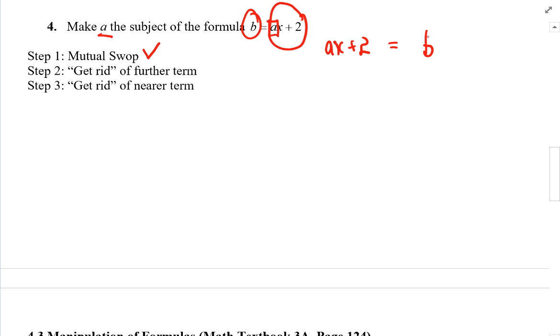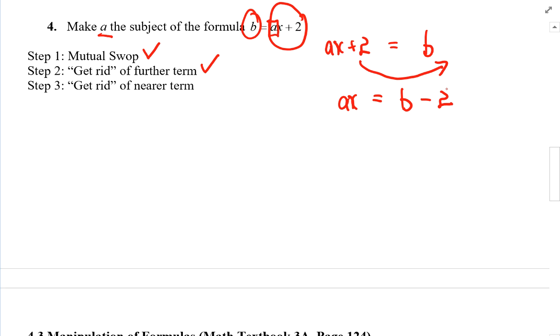Now, we need to make A the subject. Alright? Take note. Okay, there's an AX plus 2. Notice that plus 2 is a term that is further away. I need to get rid of plus 2. If I balance it on the other side, a positive 2, if I need to get rid of it, it becomes a minus 2. Alright?